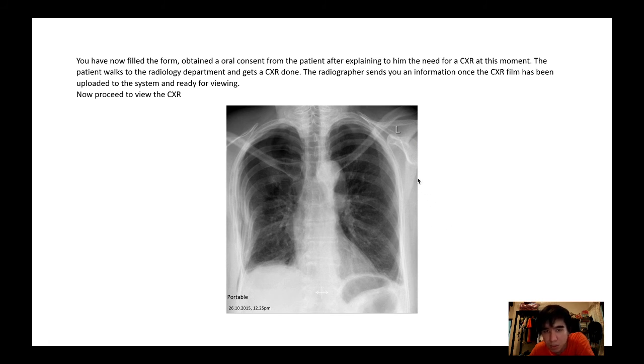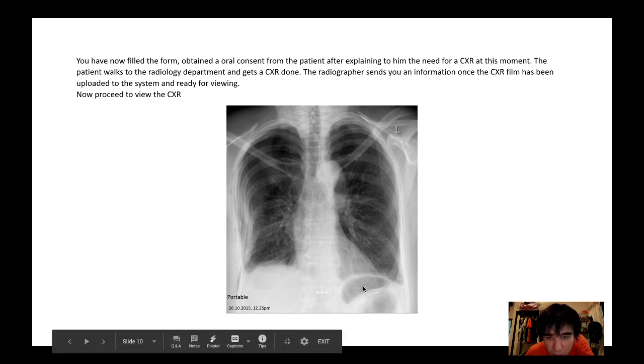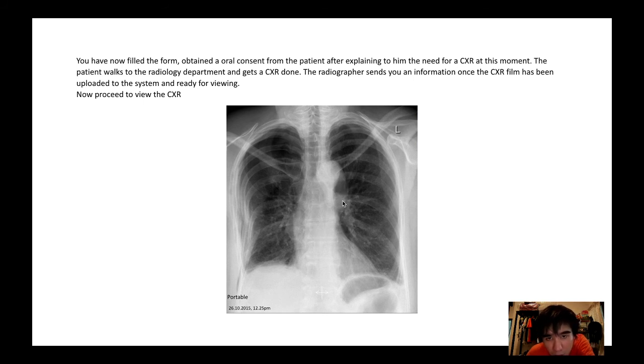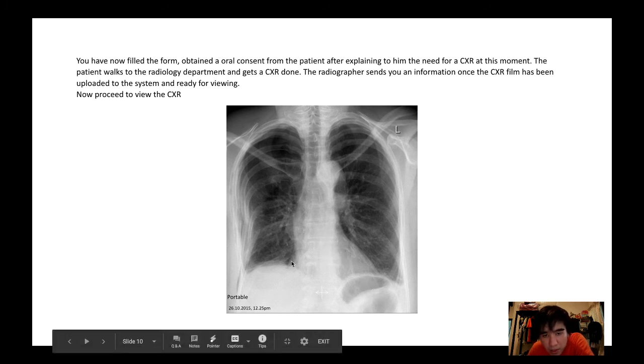Then look for ABCDE. Trachea is central. Lung fields look normal. Cardiac cannot be assessed because it is an AP view. What is this here? Seems to be some soft tissue here and here as well. Could be hematoma from the external. If you see the patient, you might be able to know that. The heart is not fully visualized.